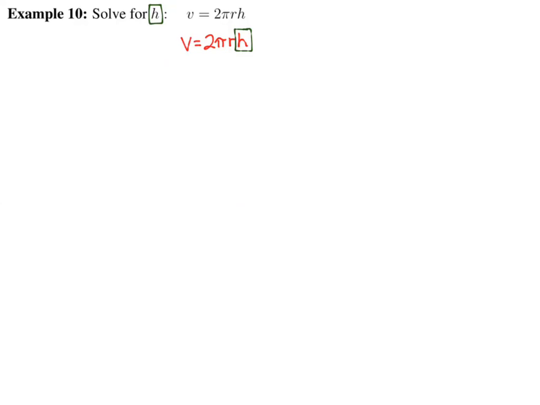h is the variable we are after, and h is multiplied by 2 pi and r, so we'll go ahead and divide each side by 2 pi and r. Then the 2 cancels, the pi cancels, the r cancels. V over 2 pi r equals h. Better yet, h equals V over 2 pi r.